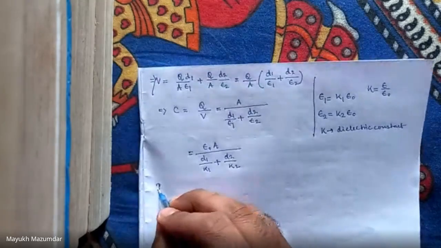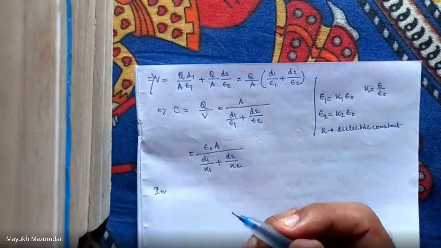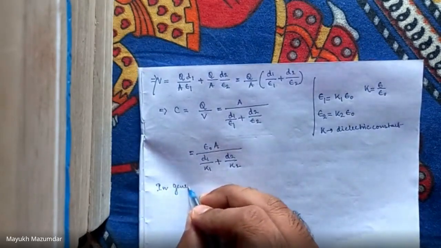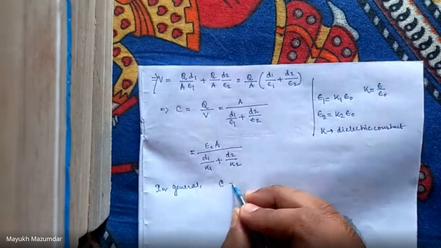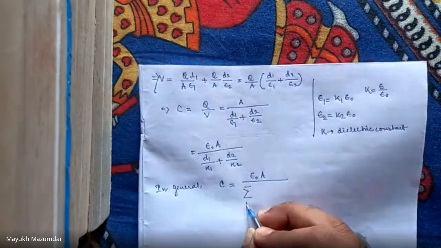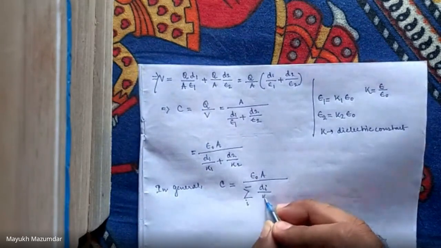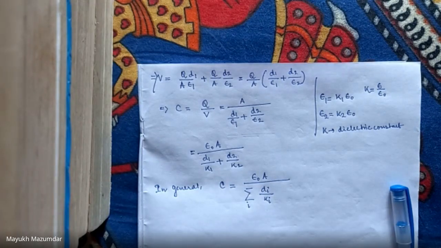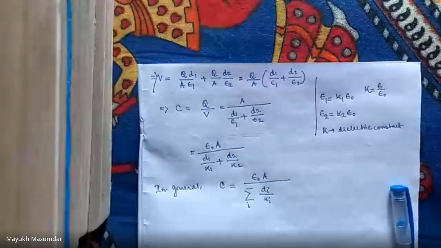So if we have many such different kinds of dielectric medium, in general we can write that C equals epsilon 0 A by the sum over i of di by ki. Say 4: so d1 by k1 plus d2 by k2 plus d3 by k3 plus d4 by k4. Like this, we can write this expression for any case of composite dielectric medium.